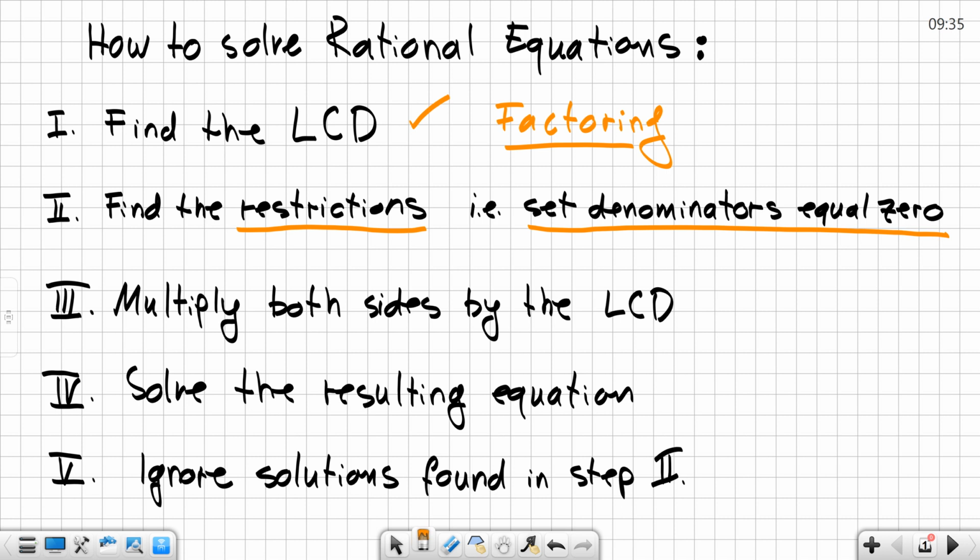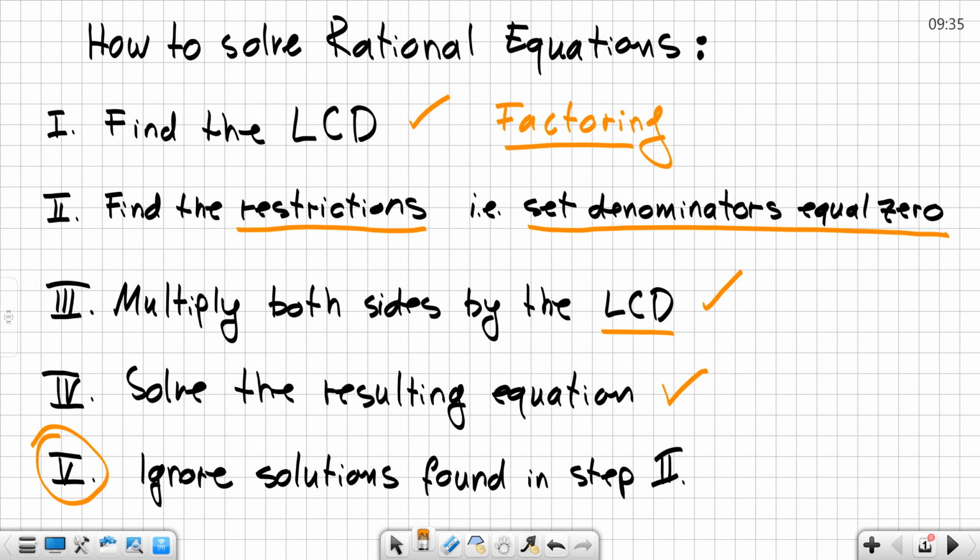Next, we are going to use the least common denominator by multiplying both sides with this and therefore eliminating the denominators. We will see how this works. Then we will have an equation that we can solve. And once we have solved this equation, we have to be careful. This last step right here is going to be the most important step.